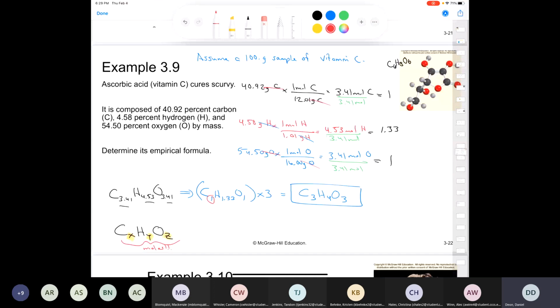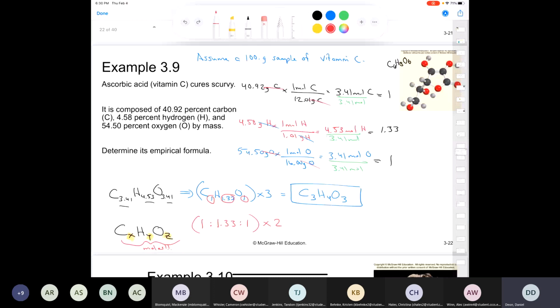So look, if I have this ratio, 1 to 1.33 to 1, okay, if I multiplied all that by 2, what would I have? I'd have 2, 2.66, 2. That's not a whole number ratio, right? That's not a whole number ratio.